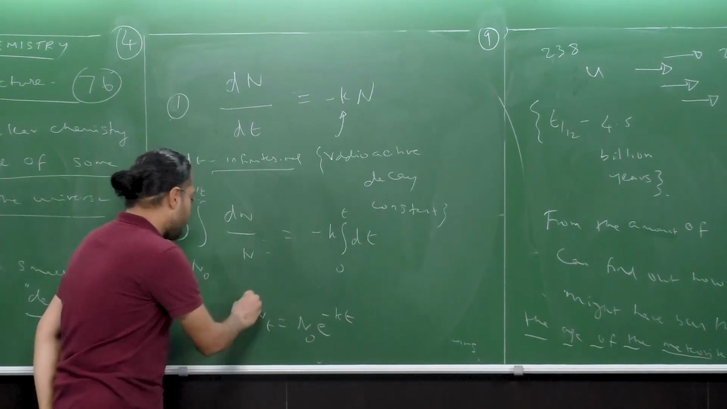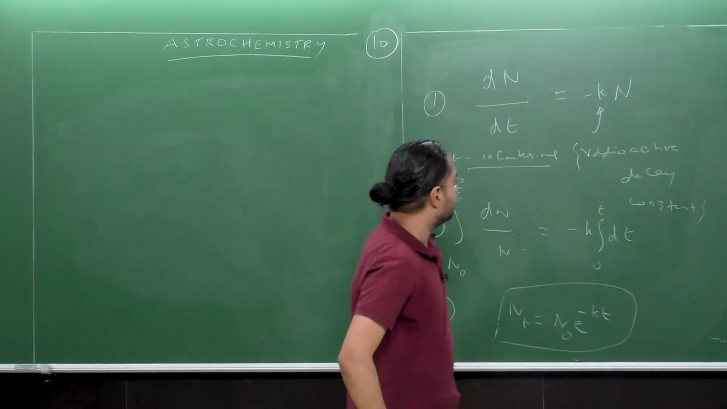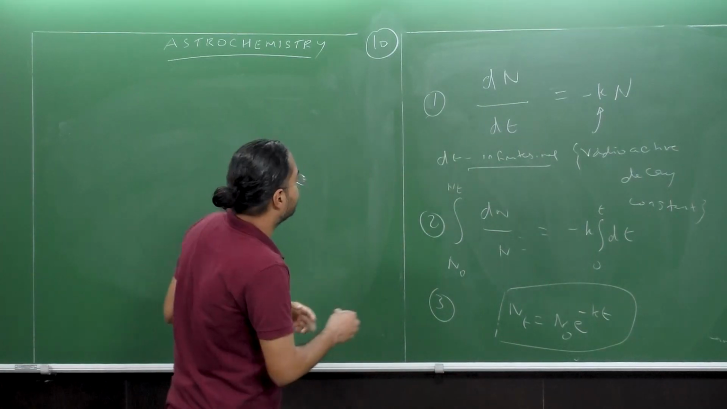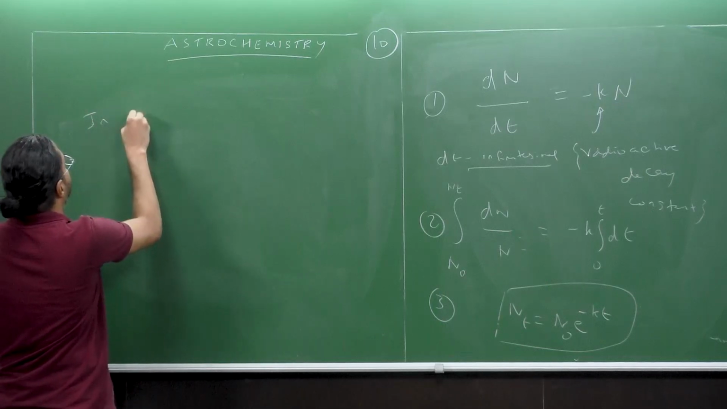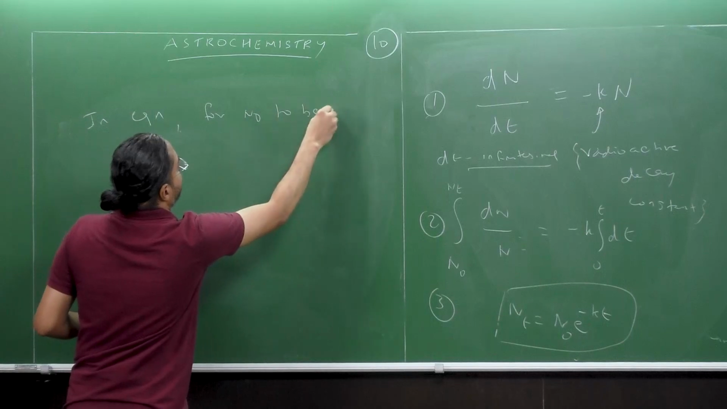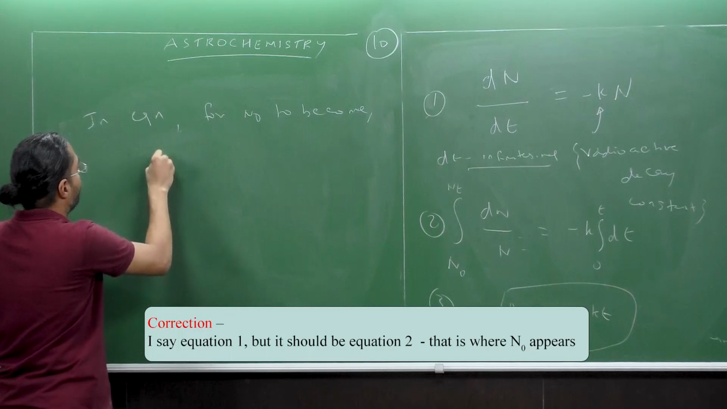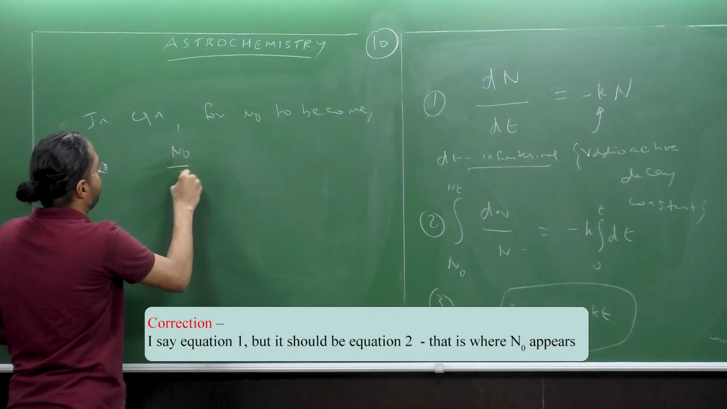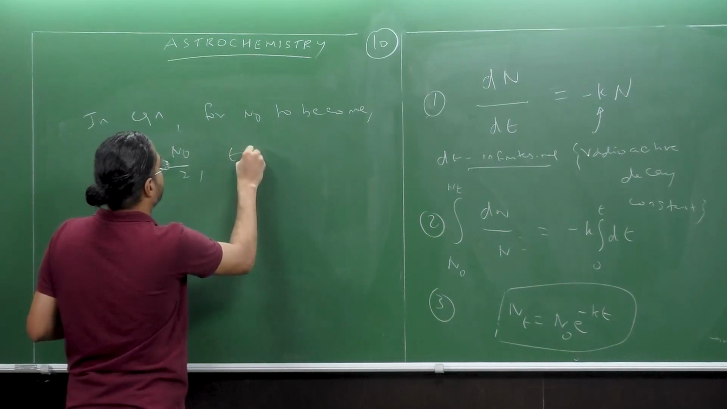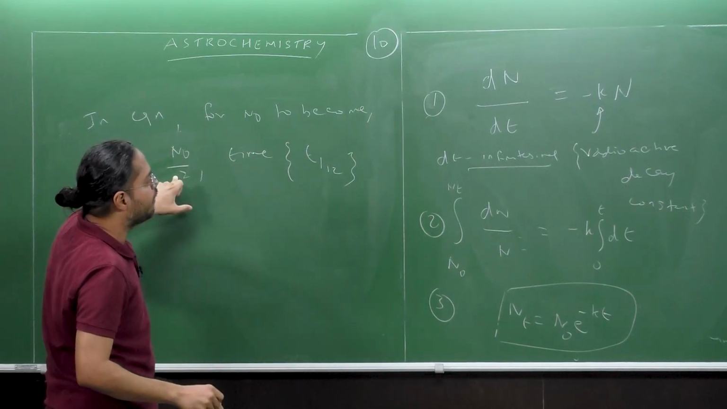All right. So following this rule, from this equation, equation 1, for N naught to become N naught by 2, the time taken is what is t half, the half-life time: N naught to become N naught by 2.